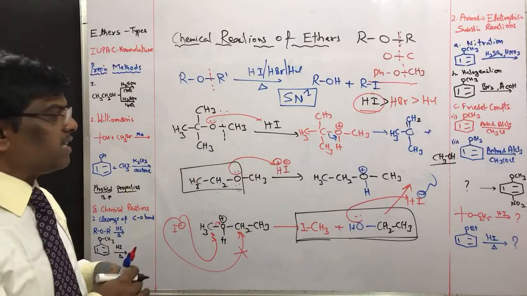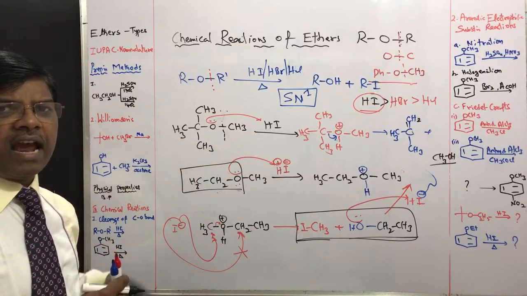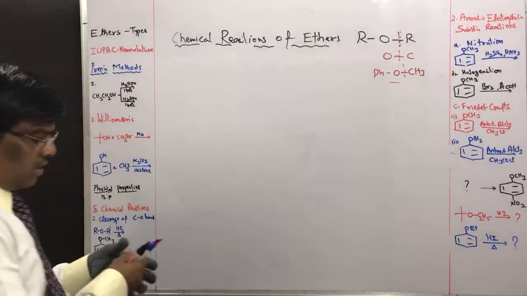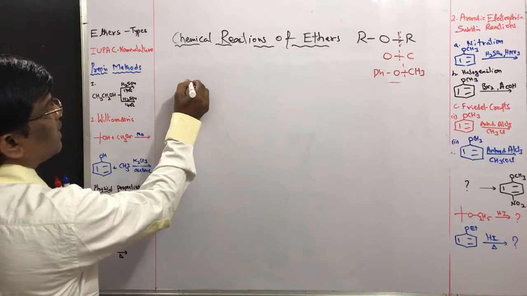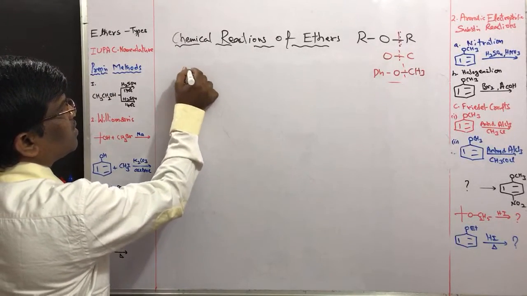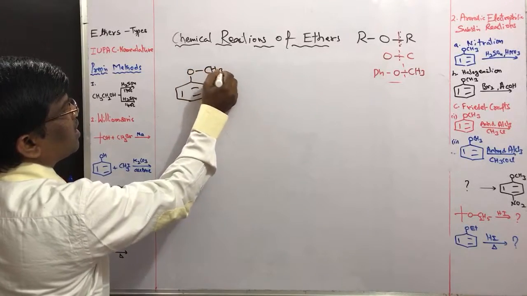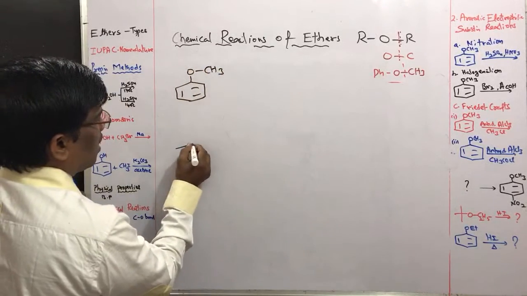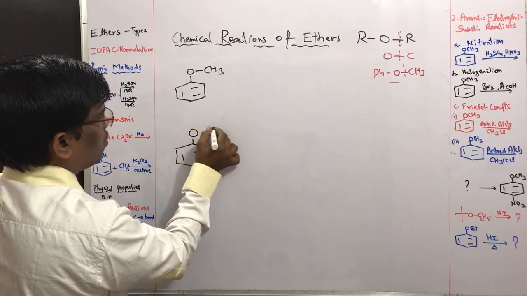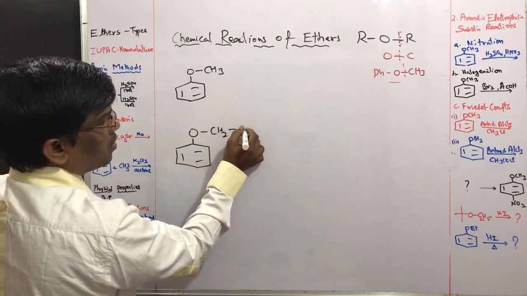However, to simplify, let us take one aryl methyl ether and you will enjoy the demethylation reaction. Yes, students. Let us take one aryl methyl ether. This is OCH3. And let us take one more example, OCH2.